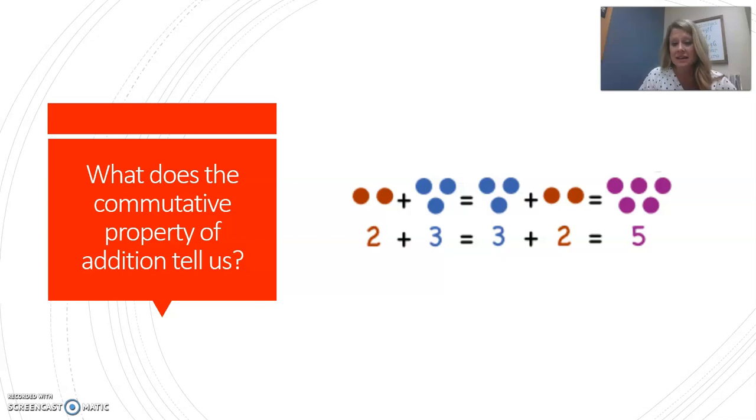In this short presentation, we are going to review the commutative property of multiplication. Now, we have studied the commutative property before, but we did it with the property of addition. Let's recall what the commutative property told us in terms of addition by looking at an example on the screen.